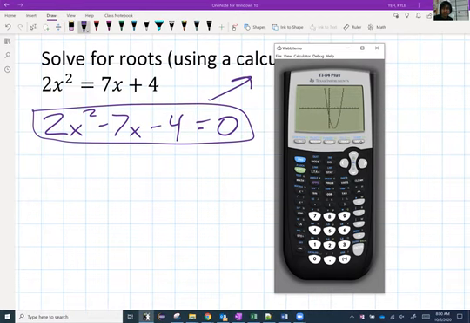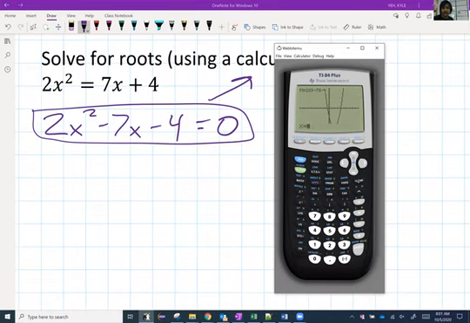It does hit the x-axis twice, it looks like. And so what do I need? Well, I need to know exactly where it hits the x-axis. I can hit trace and try to figure it out, and 2, and nope, 2 wasn't it, and 3, getting closer. But there's a better way to do it than just trying to guess.